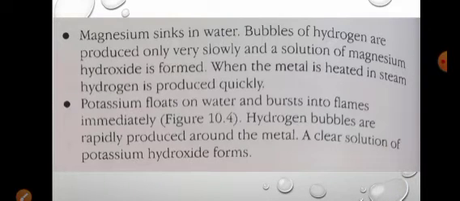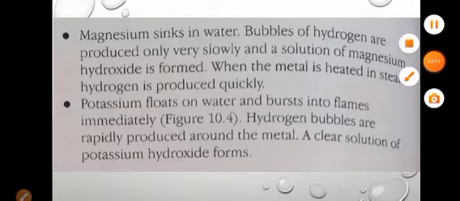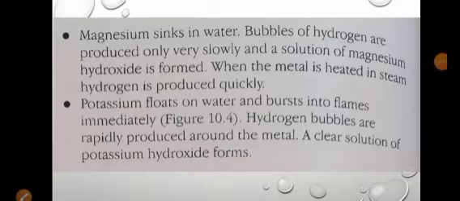Magnesium sinks in water. Bubbles of hydrogen are produced only very slowly, and a solution of magnesium hydroxide is formed. When the metal is heated in steam, the hydrogen is produced quickly. Potassium floats on water and bursts into flame immediately. Hydrogen bubbles are rapidly produced around the metal. A clear solution of potassium hydroxide forms.